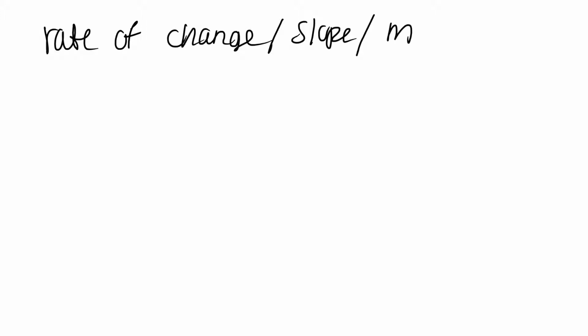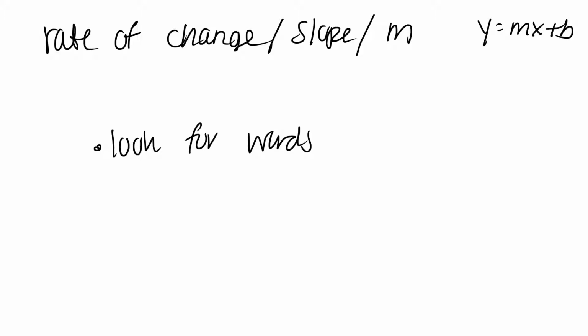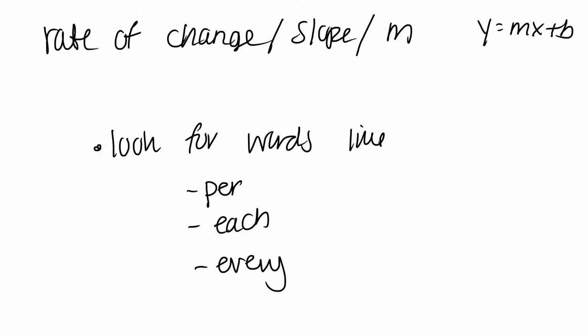Now for the rate of change, which is also called the slope, which is represented by the m section of the y equals mx plus b equation. We want to look for words like the word per, each, and every. Those words typically stand for the slope, the rate of change.